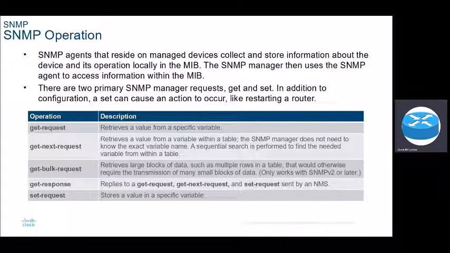And so there's the get request, which retrieves a value. Get next request retrieves a value from a variable within a table. Get bulk request retrieves large blocks of data, such as multiple rows in that table. Get response replies to get requests and get next requests. And then a set request, of course, stores a different value in a specific variable.